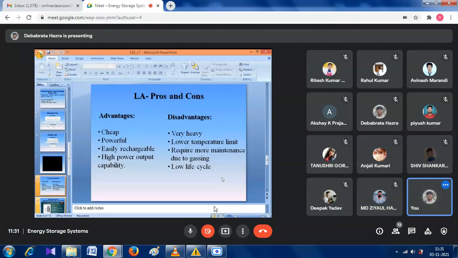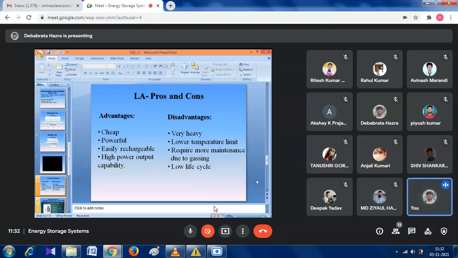I hope you understand the working principle of the lead acid battery. Now we have to say what the advantages and disadvantages of lead acid batteries are. The advantages of the lead acid battery: first we see its price. This is basically cheap. That means it has a low price.